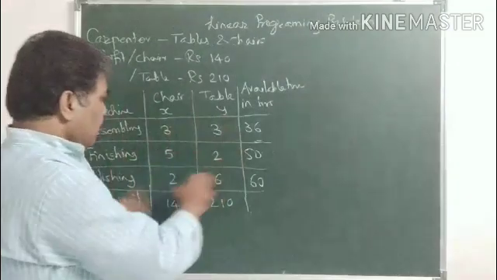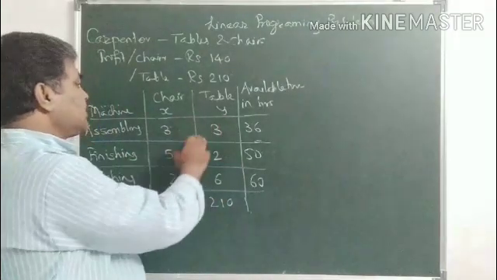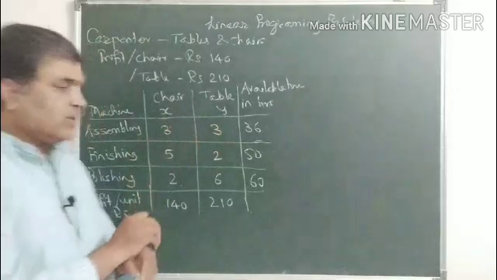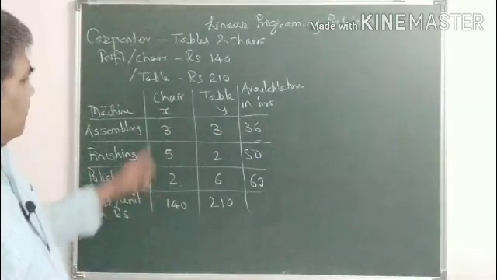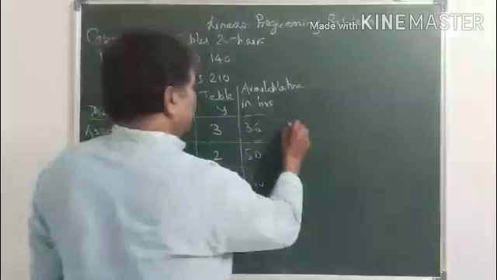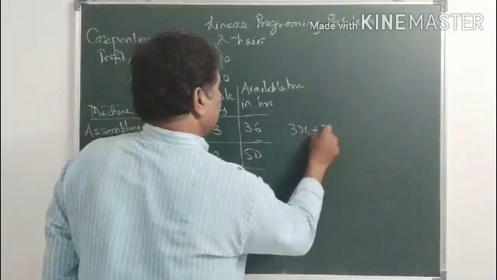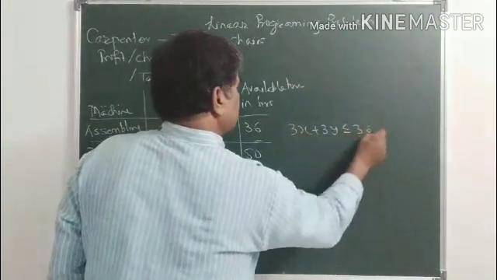To produce that number of tables and chairs, he may require fewer hours. So from that, he will get the corresponding inequality: 3x plus 3y less than or equal to 36.